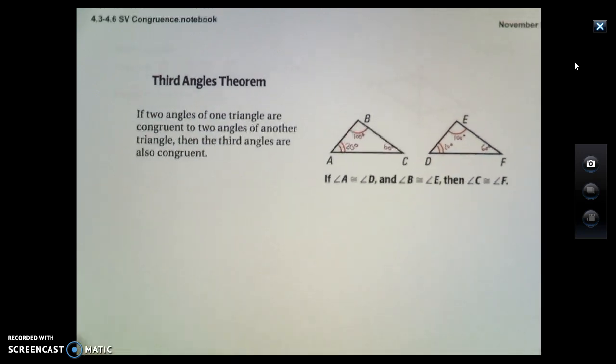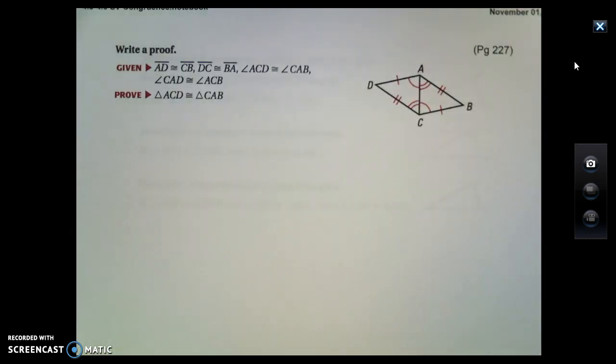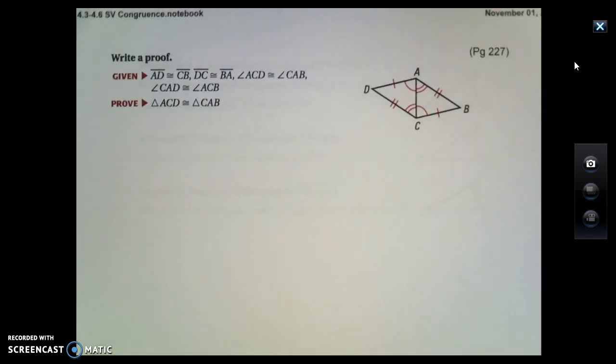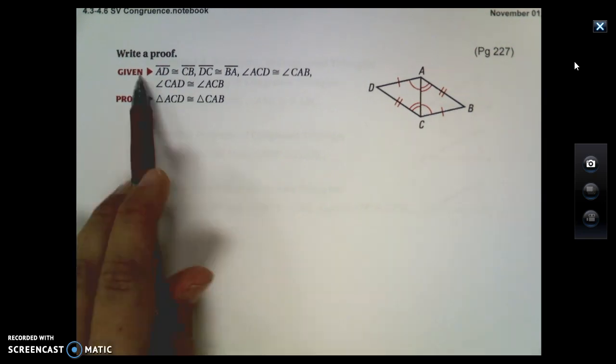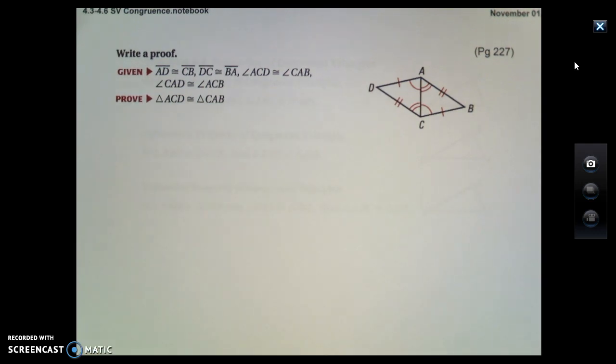Now, speaking of proofs, if we look to the second slide here, what it's asking us to do is our first triangle congruence proof. I'm giving you a lot of stuff in the given, and I need to prove that triangle ACD is congruent to triangle CAB.